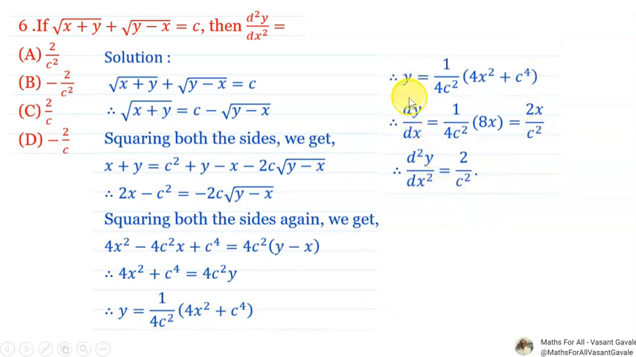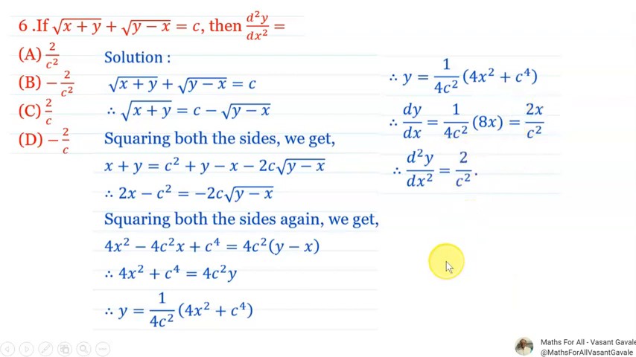Okay, now first find out the dy by dx. Therefore, dy by dx is equals to 1 upon 4c square. This is the constant. 4x square is a derivative, 8x. C raised to 4 is a derivative 0. And after simplification, you will get 2x upon c square. Next, d2y by dx square. The derivative of x is 1.